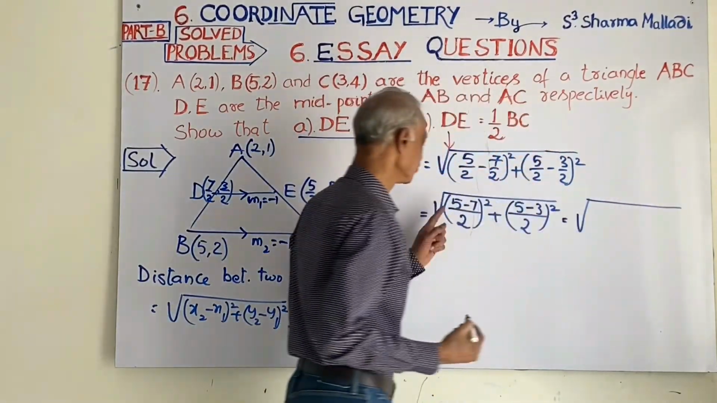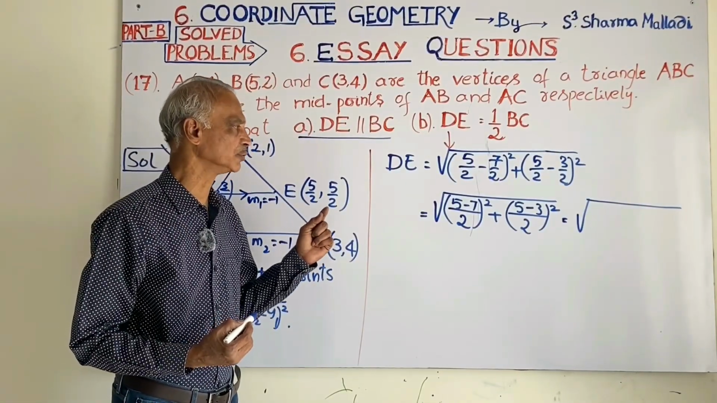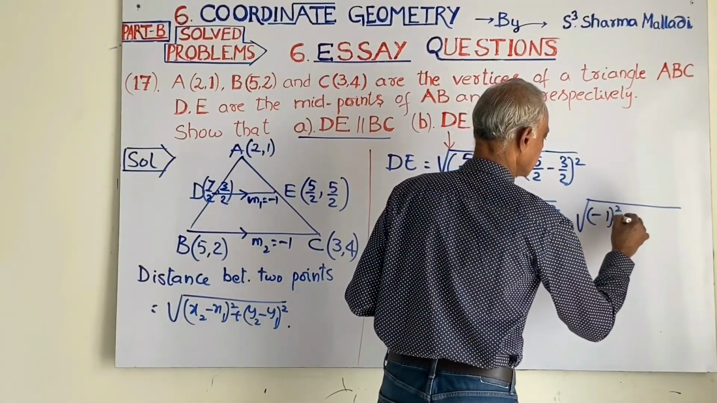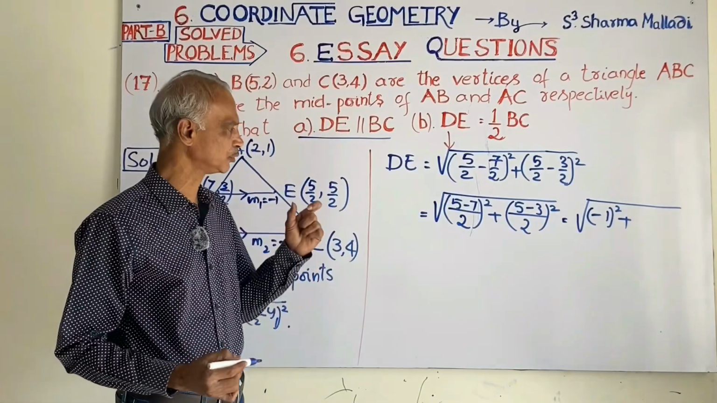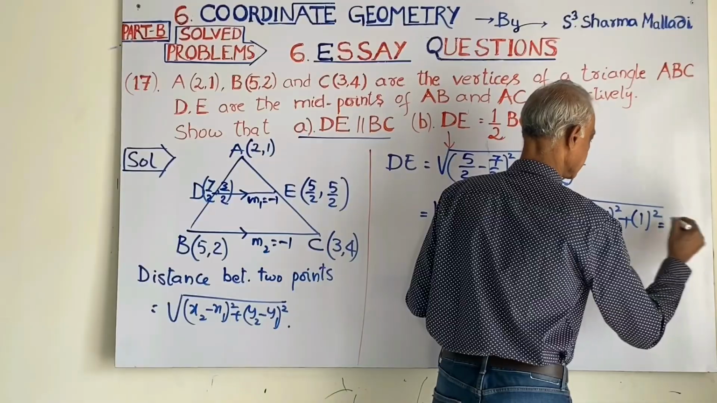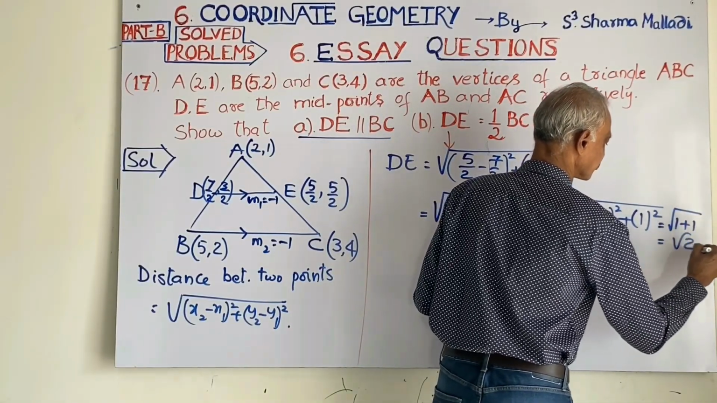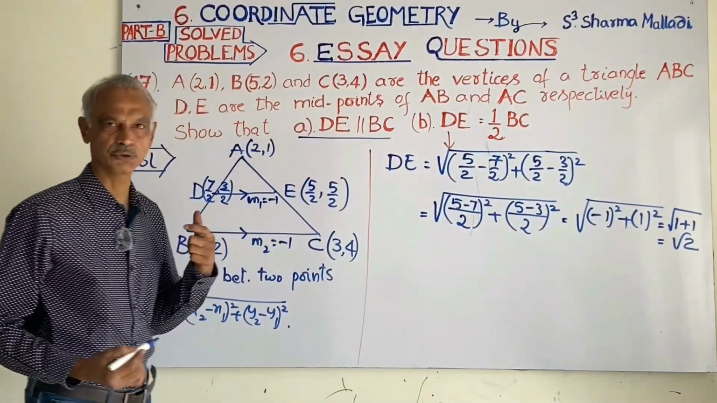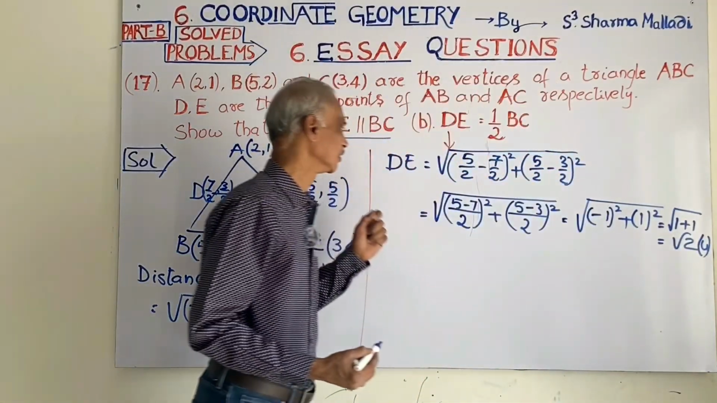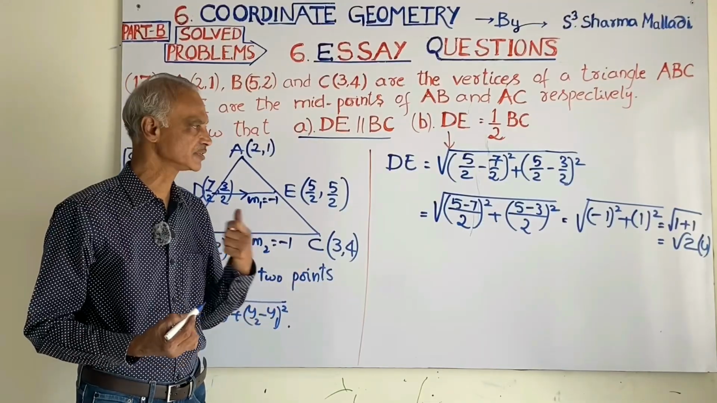Square root of 5 minus 7. 5 minus 7 means minus 2. Minus 2 by 2, you will get minus 1. Minus 1 whole square plus 5 minus 3 by 2, 2 by 2 means 1 whole square. 1 plus 1 means 2. You will get root 2. DE you got root 2 units. This is distance, no? That's why DE is root 2, which is 1.414 units.